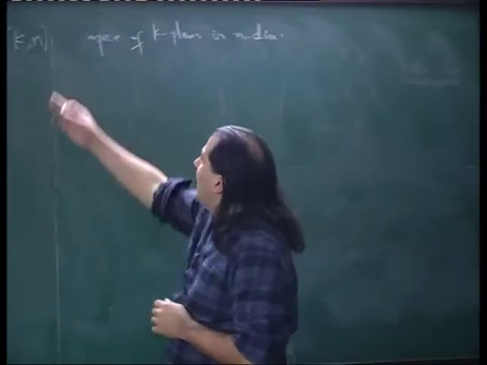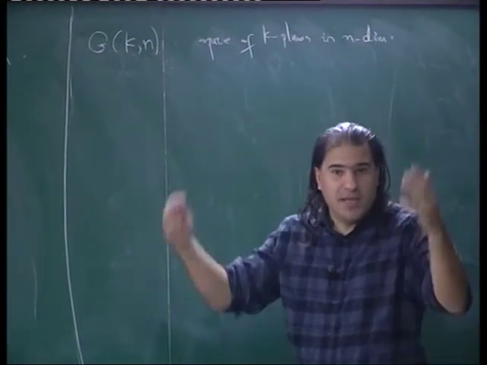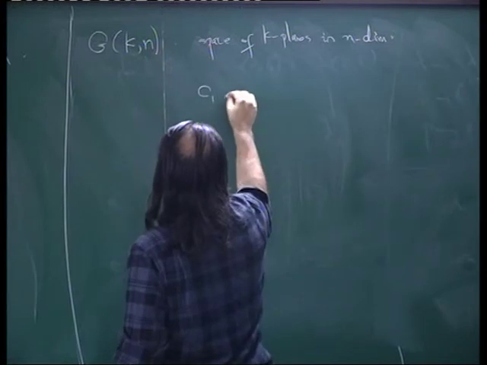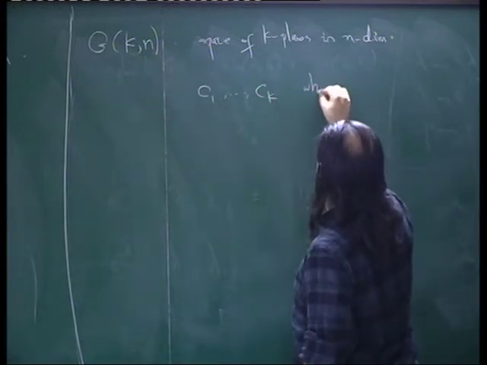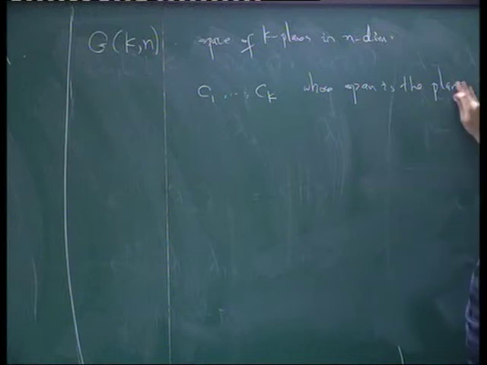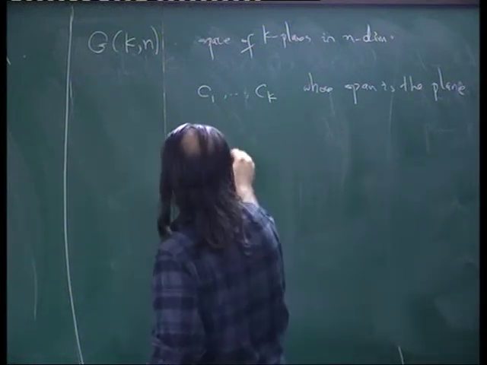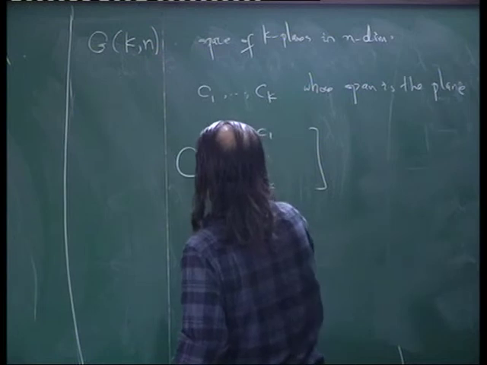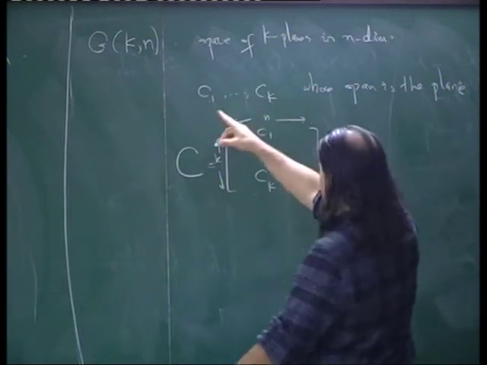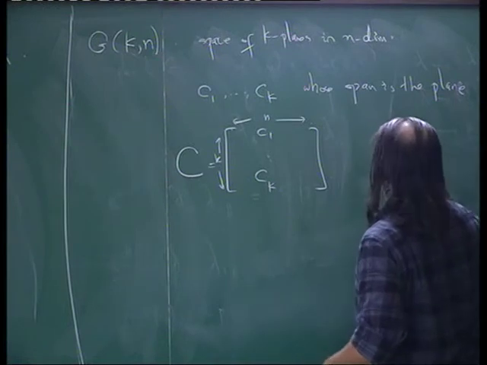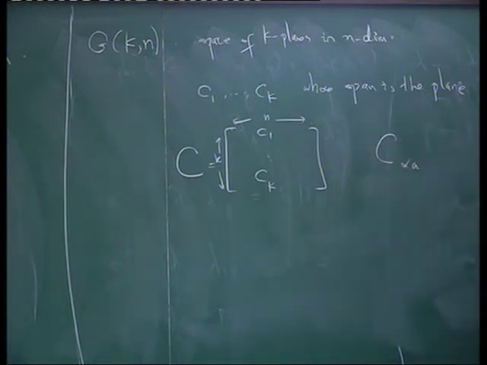Now, how would I specify a k-plane in n dimensions? Well, I could give you k vectors whose span gives me the k-plane. Let me call them c1 through ck, whose span is the plane. I can always group these into a k by n matrix. Here's c1 up to ck. So these are k n-dimensional vectors, and if I want to give them indices, it will be c alpha a. Alpha will run from 1 to k. Again, a always runs from 1 to n.